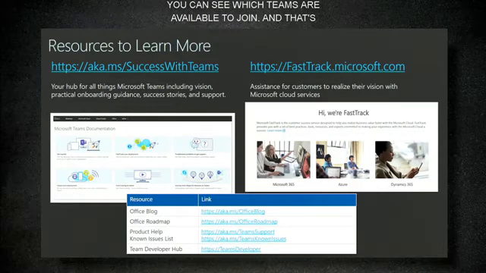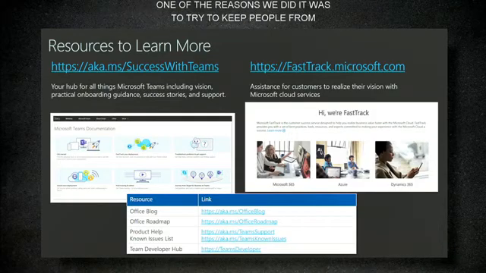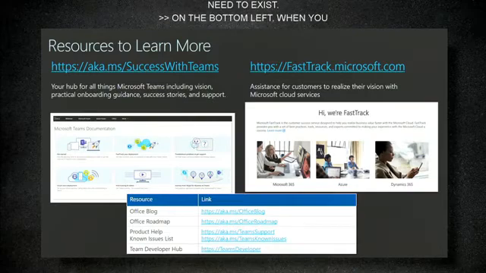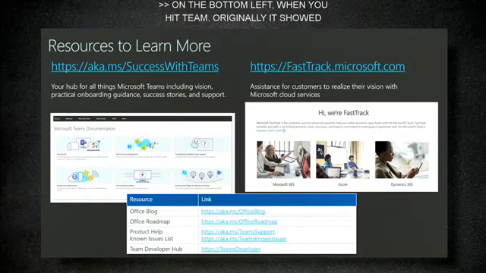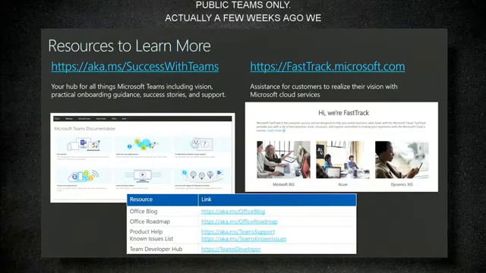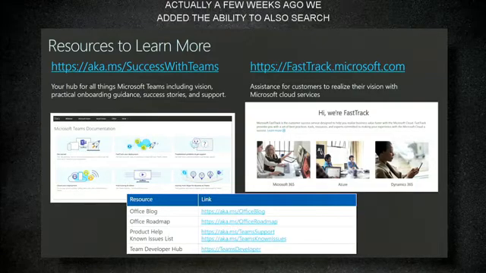In the bottom left, when you hit add team, originally it did just show public teams only. And actually a few weeks ago, we added the ability to also search for private teams as well. And then you can request to join a private team. And of course, the owner would have to approve that.